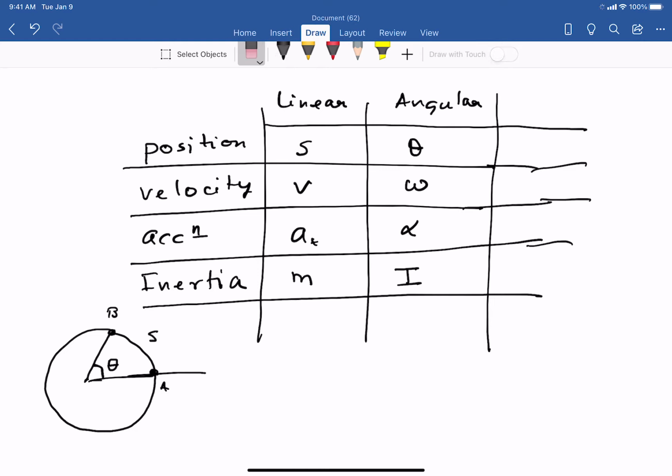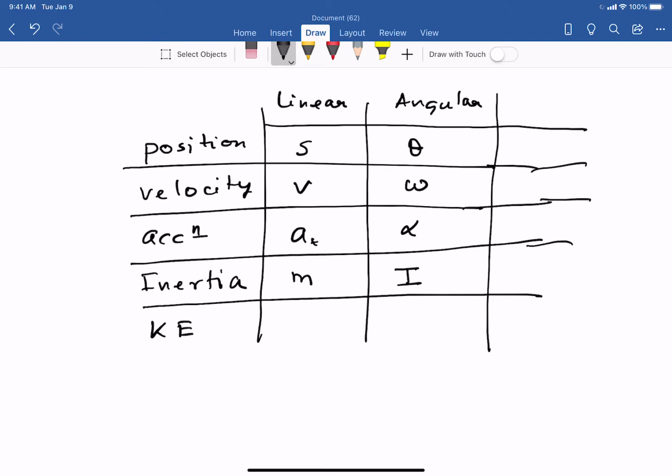We can now immediately make another addition to this table, kinetic energy. So kinetic energy in the linear world is half mv squared. Can you guess what the expression for kinetic energy is going to be in the angular world? See if you can figure this out first, and then see how I do it. So the kinetic energy is half mv squared. So entirely by analogy, you can write down the kinetic energy expression as half I omega squared.